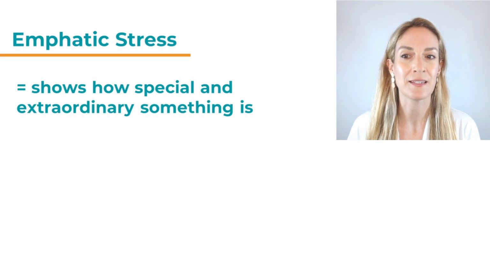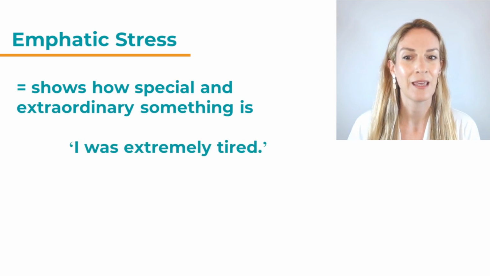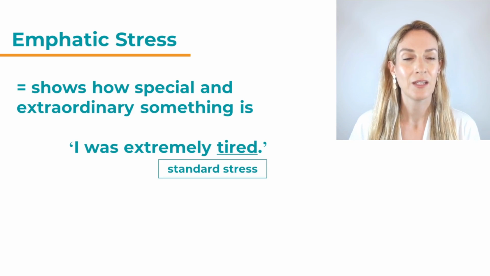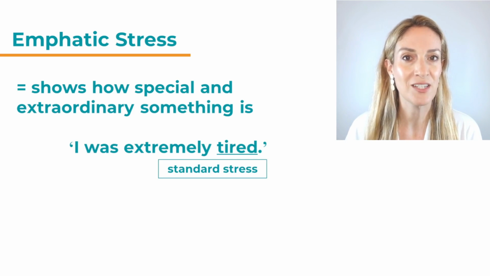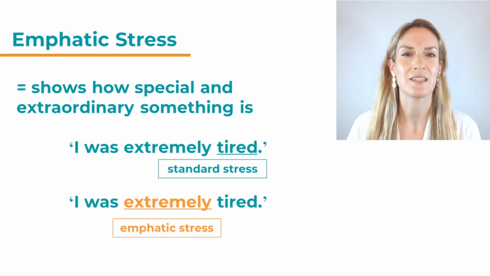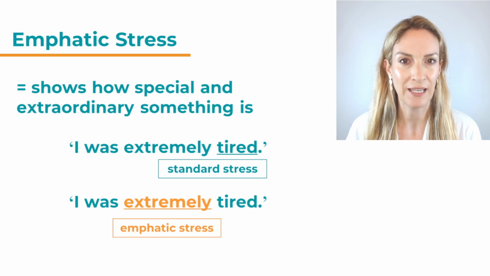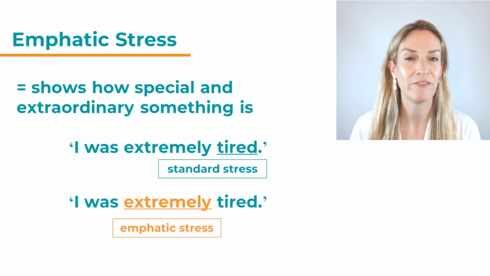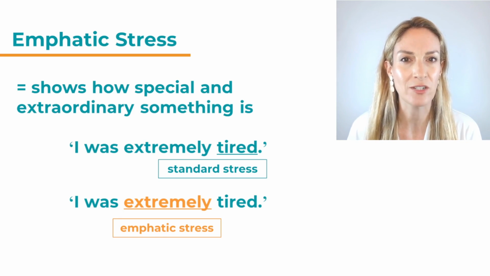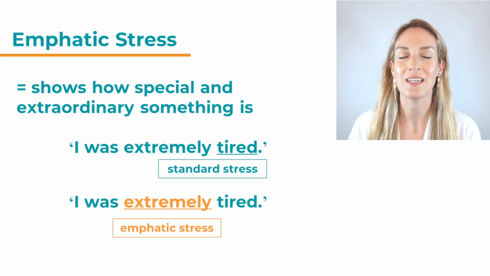Emphatic stress really means that it shows how special and extraordinary something is. For example, in the sentence, I was extremely tired. Usually, tired would receive the main stress of the sentence. I was extremely tired. This is the standard stress. I was extremely tired. If we place the stress on the word extremely, we want to emphasize how very, very tired I was, how special this was. And that is what we call emphatic stress. I was extremely tired.